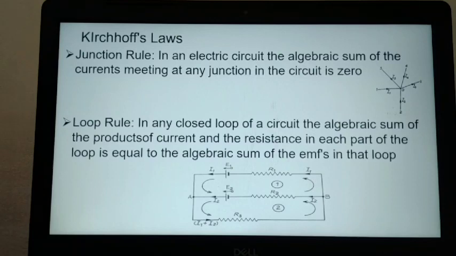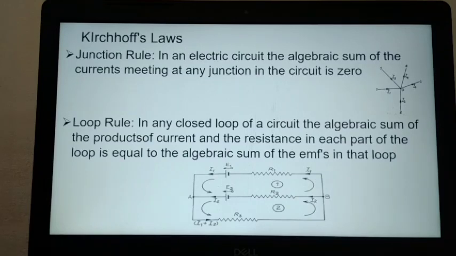When you are considering the algebraic sum of EMFs and the product of I and R, you have to keep some rules in your mind. This is a very important topic, Kirchhoff's law, because analysis of a DC circuit is based on it. In problem solving also, these two rules are important, so be very careful about the instructions that I am going to say.